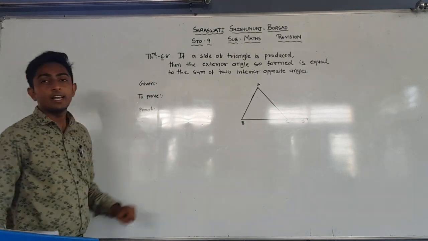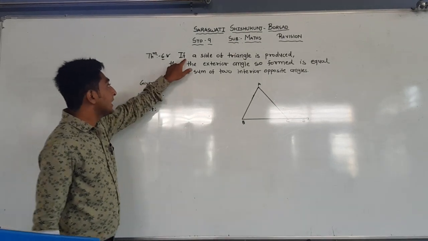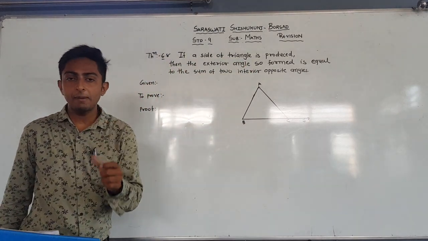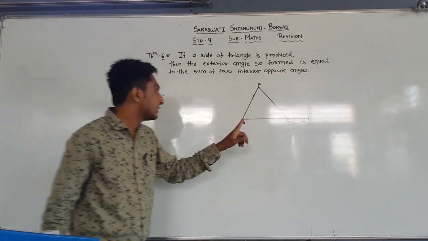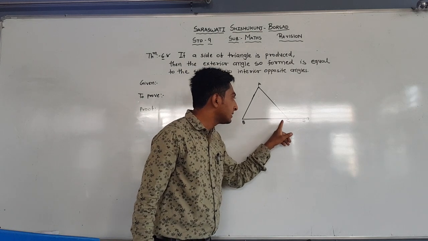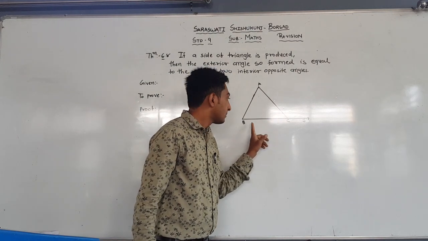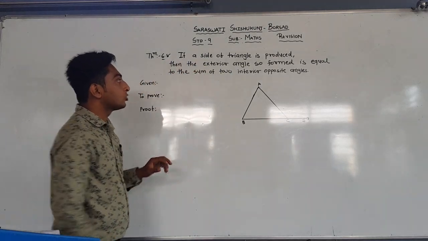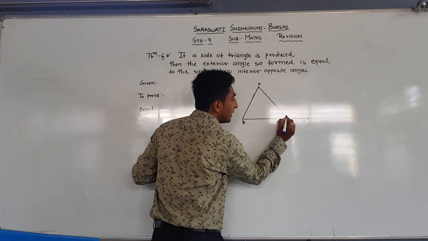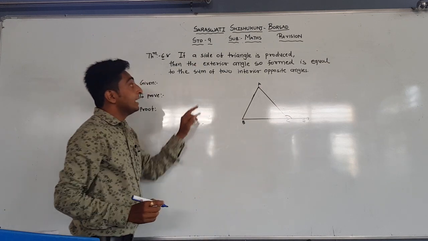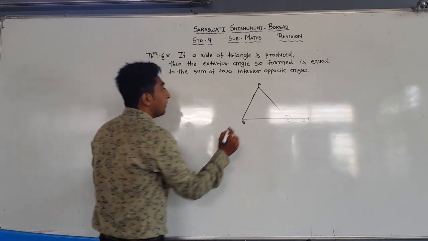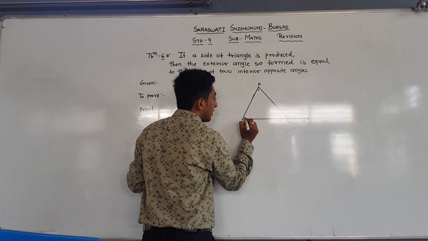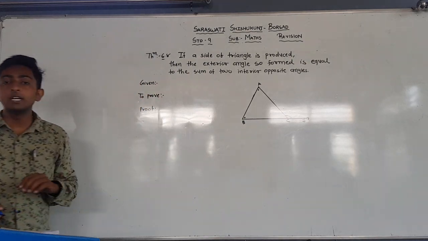The next theorem is theorem number 6.8. If a side of a triangle is produced, so what we have to do in the given statement is produce one side. See, I have produced the side BC towards C. Then the exterior angle is so formed. So the exterior angle is formed here, and it is equal to the sum of two interior opposite angles. So this angle and this angle.